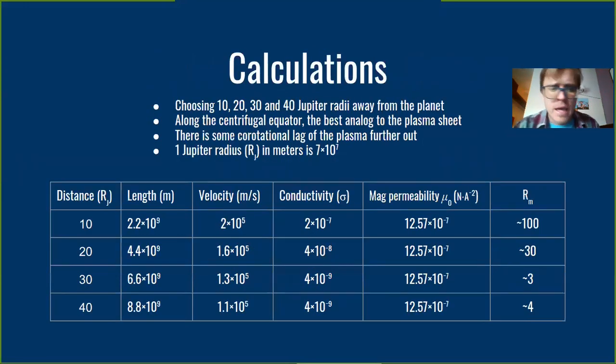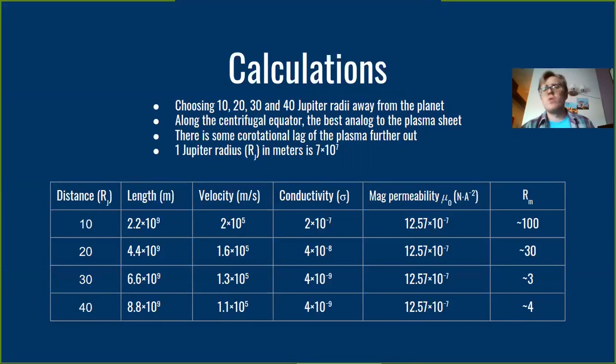And then, having done that, I've got a table here of these values at 10, 20, 30, and 40 RJ. I tried to get as close to the centrifugal equator as I could because that tends to be where the plasma sheet lives. And so running these calculations through, the rightmost column here is the back of envelope result that I get for the magnetic Reynolds number. Closer in is a higher number, which makes sense because we have a larger conductivity in there because the density is higher. We also have a little bit higher velocity closer in.